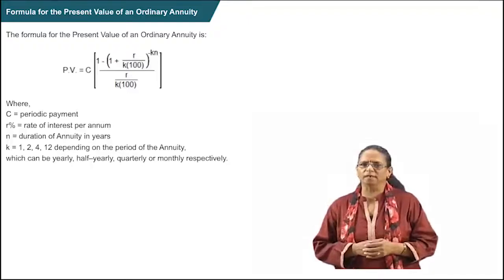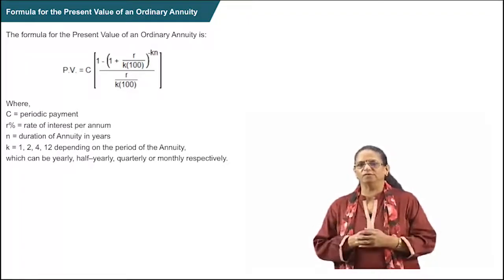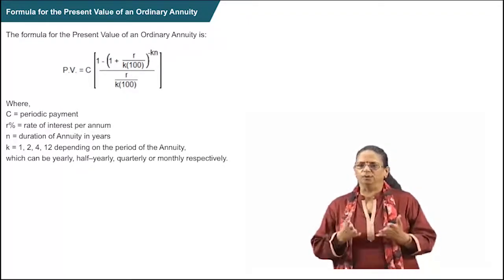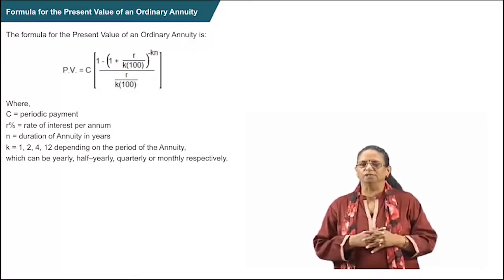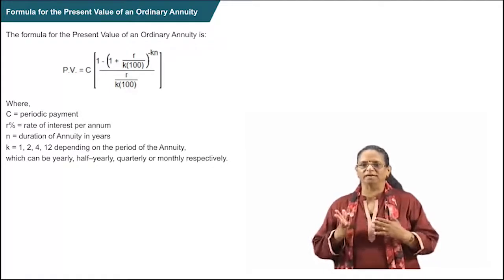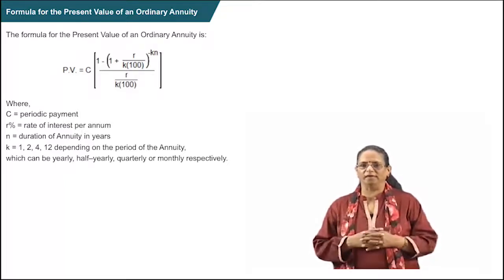Let's look at the formula to find out the present value of an ordinary annuity, which is given as: present value is equal to C times, the numerator is 1 minus (1 plus R upon K times 100) raised to the power minus Kn, whole upon R upon K into 100.